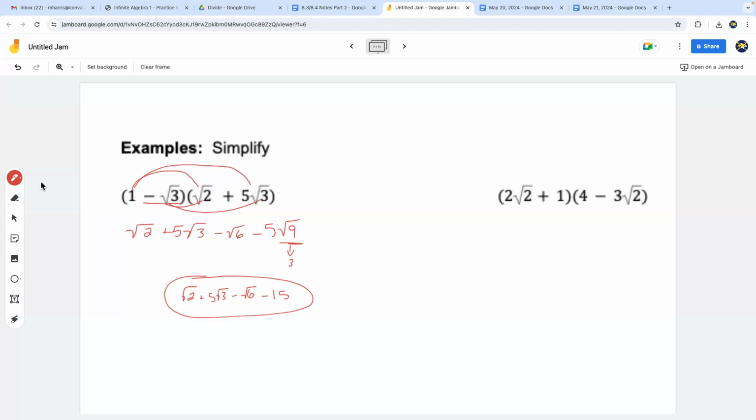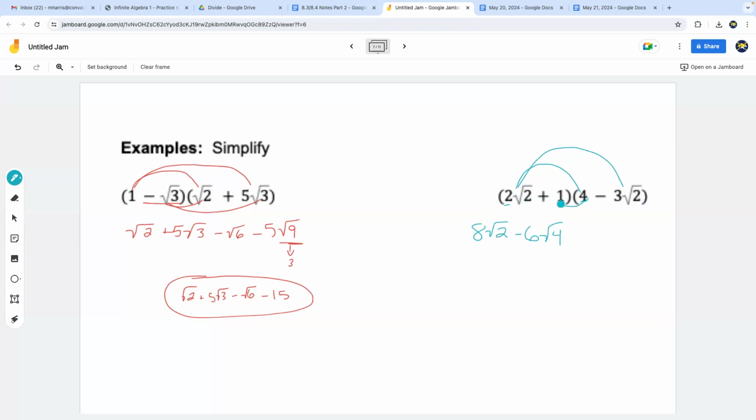And next, let's look at this next one here. All right, let's use this cool blue right here. 2 root 2 plus 1 times 4 minus 3 root 2. So we're going to take this 2 root 2, and we're going to distribute it to the 4. We're also going to distribute it to the negative 3 root 2. So 2 root 2 times 4, well, outside and outside gives me 8 root 2. And 2 root 2 times negative 3 root 2, well, 2 times negative 3 is negative 6. Root 2 times root 2 is going to give me root 4.